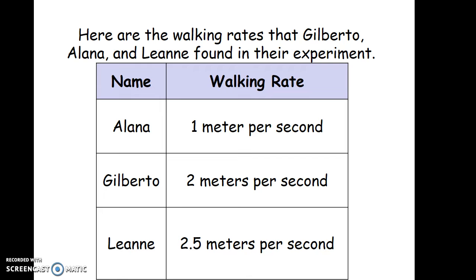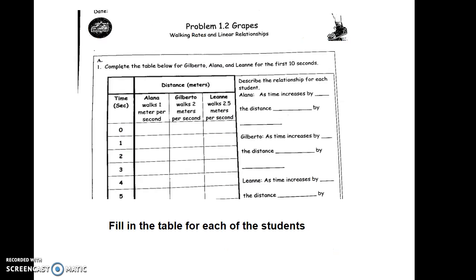And so Alana finds out that she walks 1 meter per second, which isn't very fast at all. But her classmate Gilberto walks twice as fast. He walks 2 meters per second. And then Leanne must have really long legs because she's walking even faster than them, and she walks 2.5 meters per second.